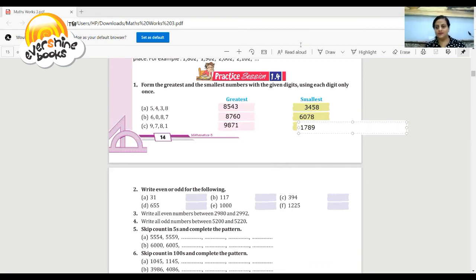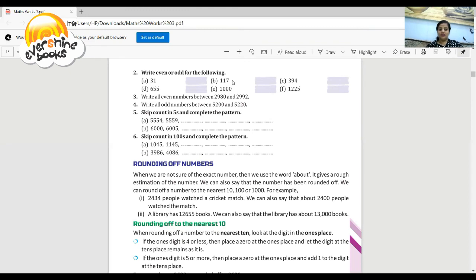Okay, students? Now we will do even and odd numbers that you have already learned. What is an even number? When the numbers at one's place are 1, 3, 5, 7, 9, they are called odd numbers. And when the numbers at one's place are 2, 4, 6, 8, 0 also, they are called even numbers.